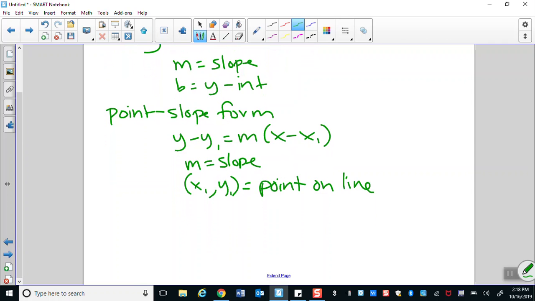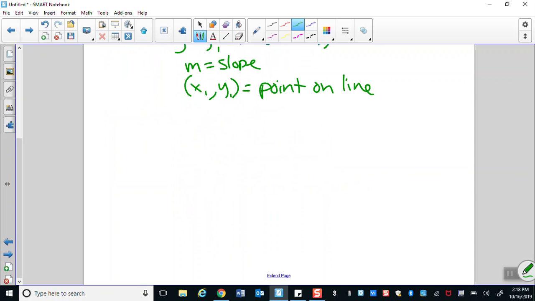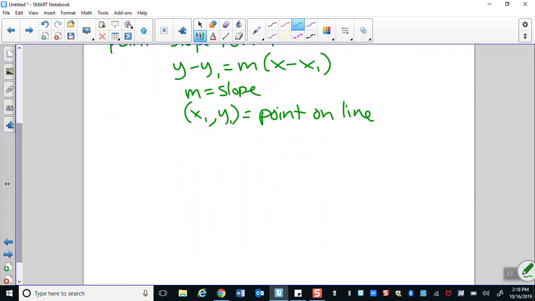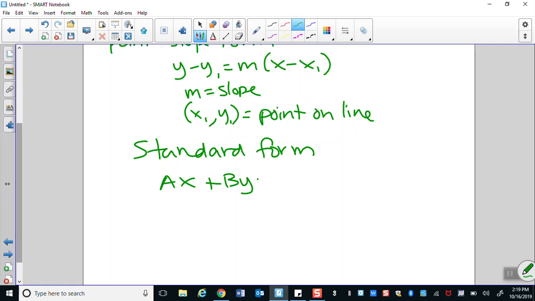Then the last form that you learned last year, and if I went too quick, you can just pause and rewind the video as needed. The last one that we did is called standard form. And that one is ax + by = c.